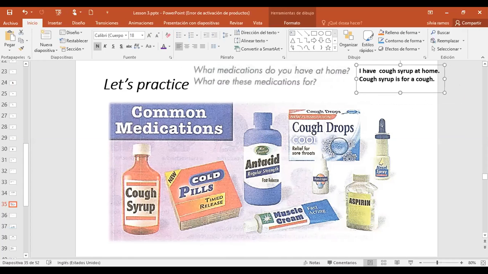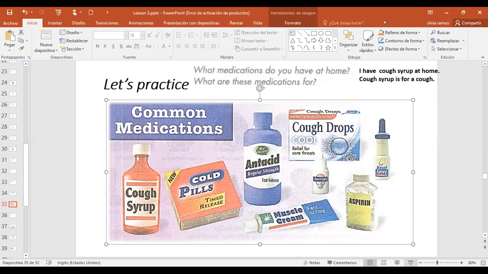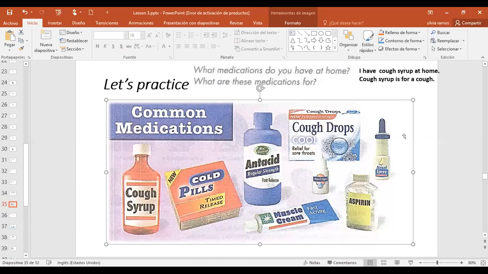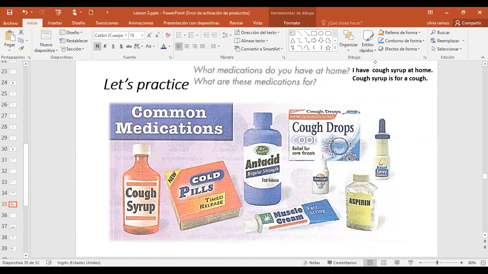So we're going to practice right now. What medications do you have at home? I can say, I have cough syrup, I have aspirin, I have muscle cream, or the ones that you have at home. What are these medications for? For example, what is nasal spray for? It's for the flu. Very good. That's one example. Do we understand what we're doing right now? Yes. Okay, very good.